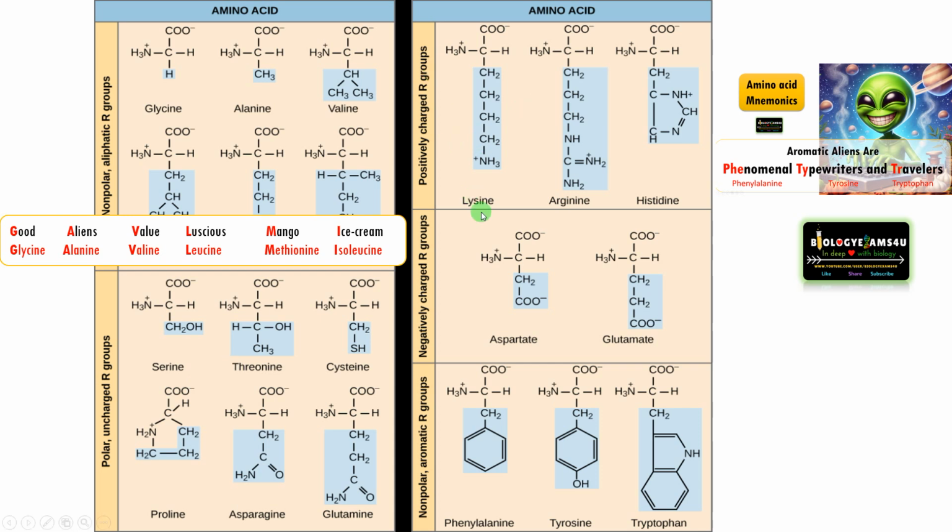Then positively charged amino acids are lysine, arginine, and histidine. These are positively charged at physiological pH. Then negatively charged amino acids are aspartic acid and glutamic acid, because of the negative charge at physiological pH due to the presence of this carboxylate group. And finally, aromatic non-polar amino acids are phenylalanine, tyrosine, and tryptophan, all with aromatic rings.